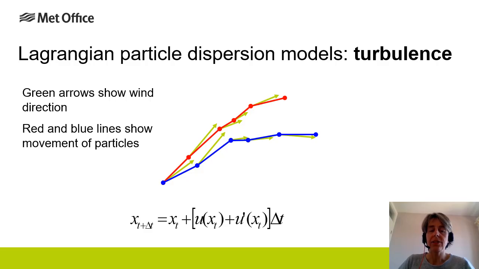This is the equation used for advection within NAME. It's quite simple. The new position of the particle is given by the position at the previous time step plus an advection due to the mean wind and some random turbulent components over the model time step. So it's advected by a wind which has components due to the mean ambient component and the unresolved components.